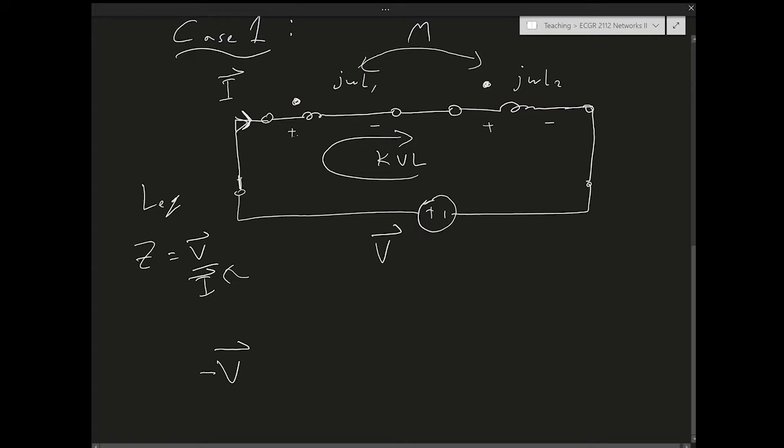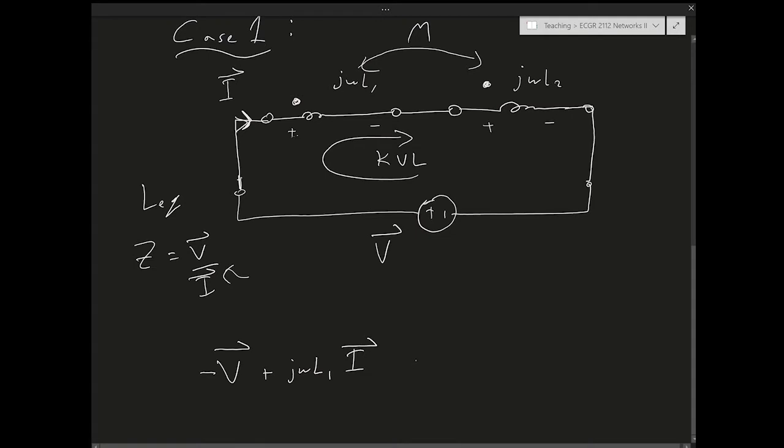The self term is easy. The self term is just j omega L1 times I. Now comes the mutual term. The mutual term is going to depend on the current going into coil 2. But those two coils are in series, so the current is going to be the same.